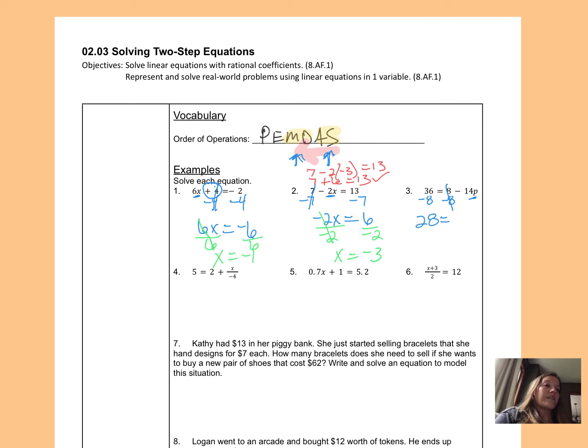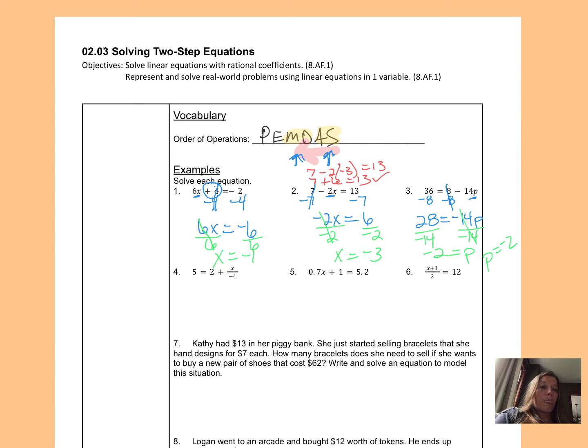Drop down the equal sign. And on the right, we have a negative 14p left over. And then the opposite of multiplying p by negative 14 is to divide by negative 14 on both sides again. That cancels to 1p, or just p, is equal to negative 2. And if it helps, you can flip it around and say p equals negative 2. It's the same answer either way.